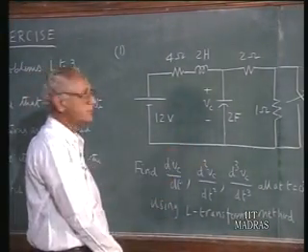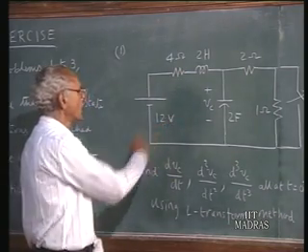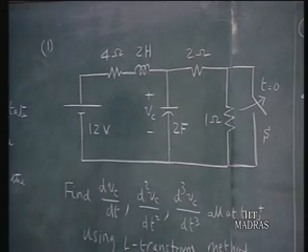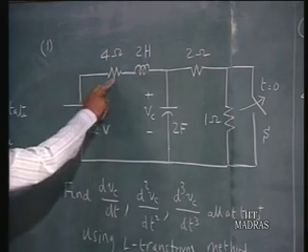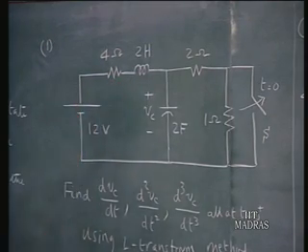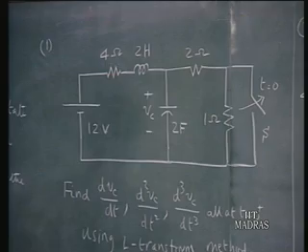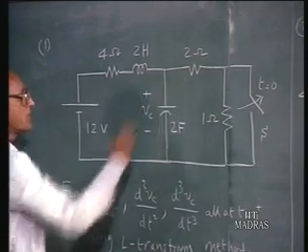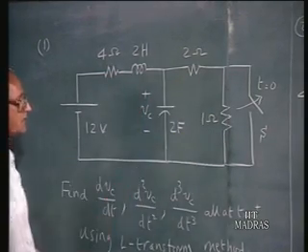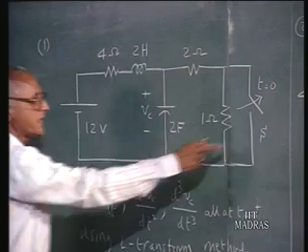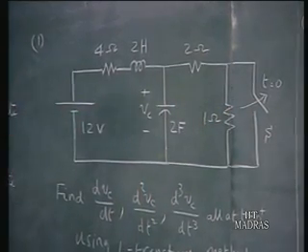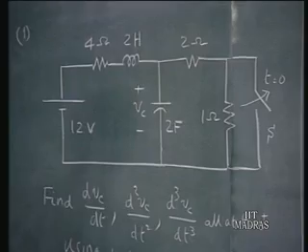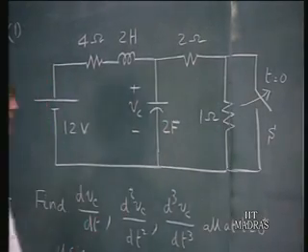So in this problem, you are having a 12 volts DC source connected to a circuit consisting of a 4 ohm resistor, 2 Henry inductor, a 2 farad capacitor in shunt, another 2 ohm resistor and a 1 ohm resistor. Now this switch S is kept closed for a very, very long time till steady state is reached, and then it is opened at t equals 0.